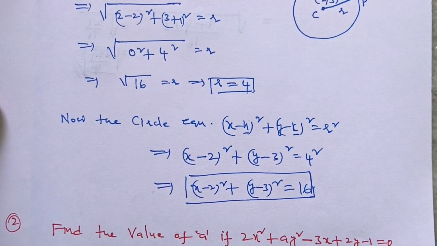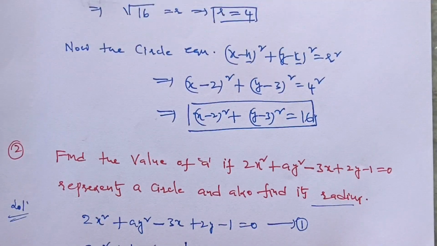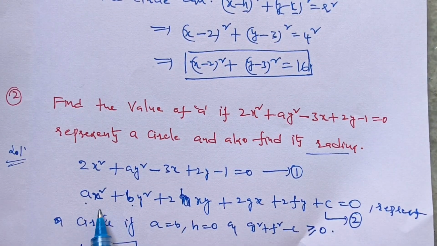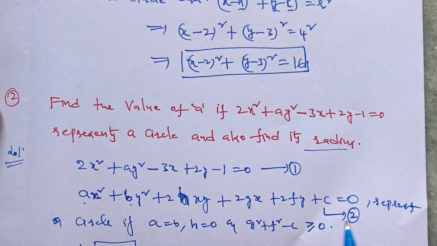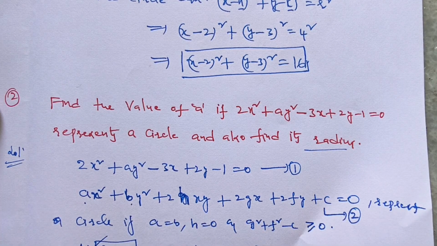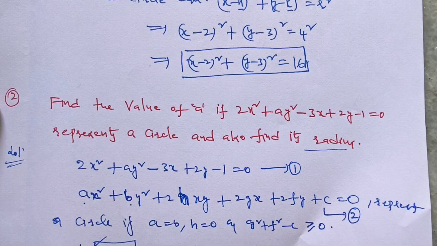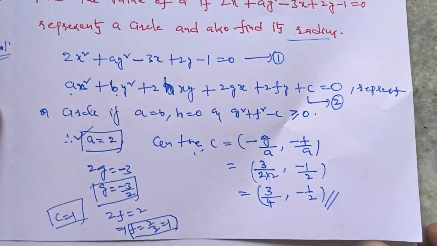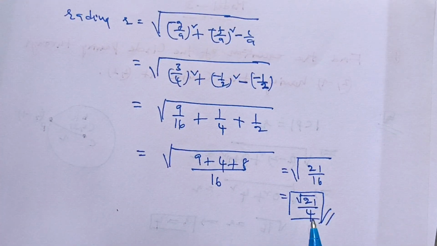So by comparing the given circle equation in the given problem with the general form of the circle equation, that is equation 2, we have the value a, and by comparing these two equations we get g value, f value. From that we write the center formula and then find the radius here.